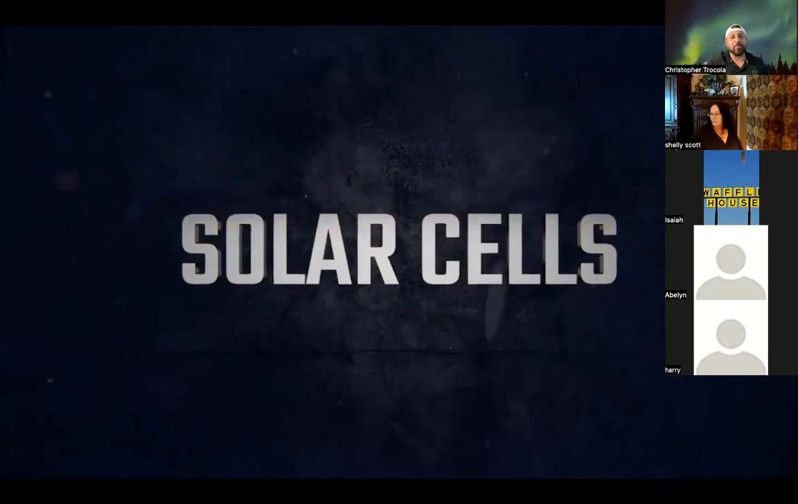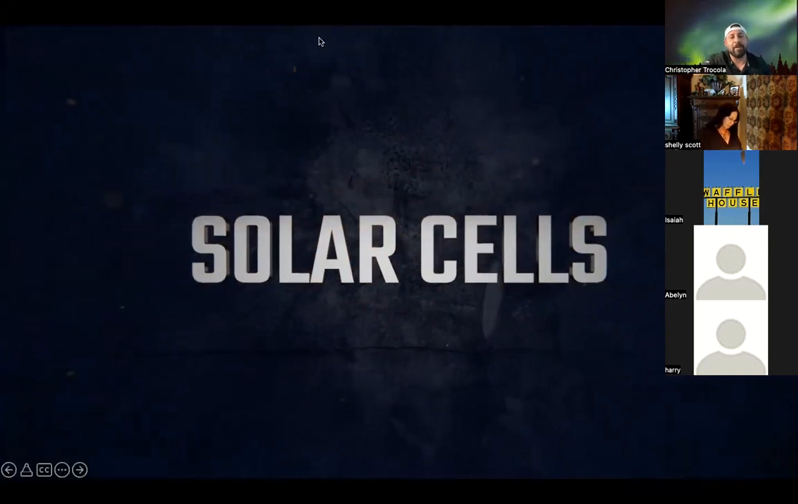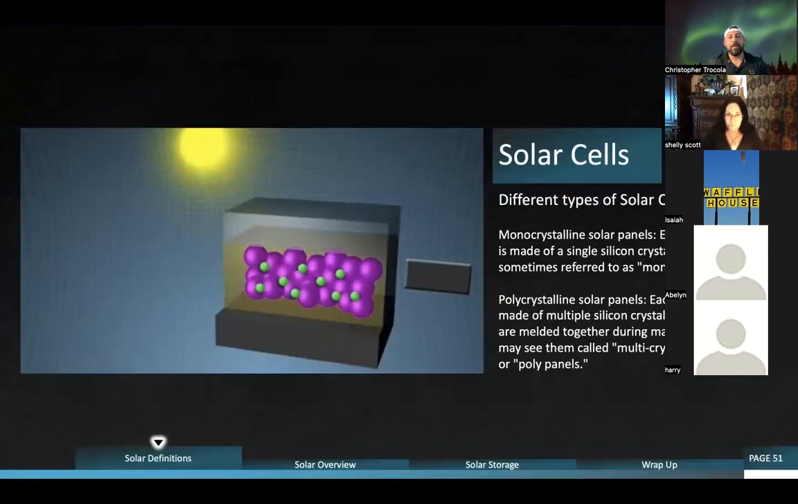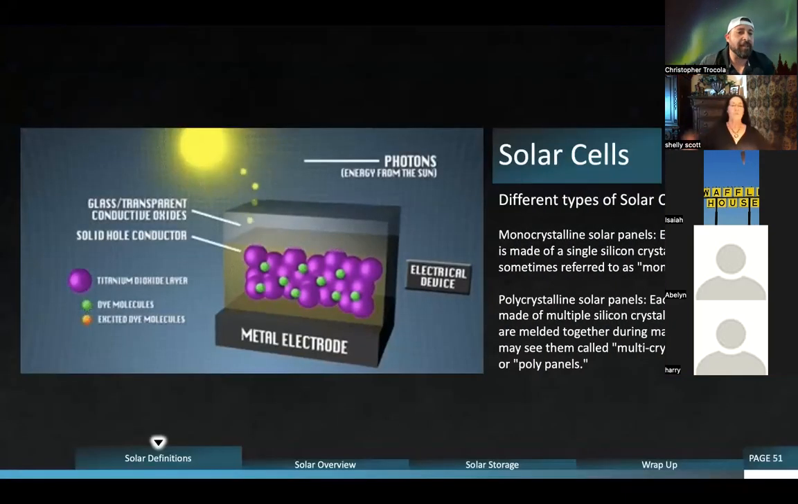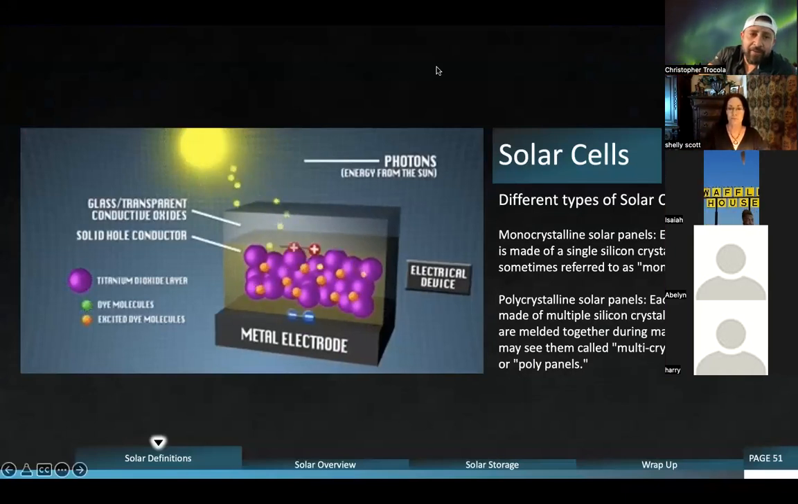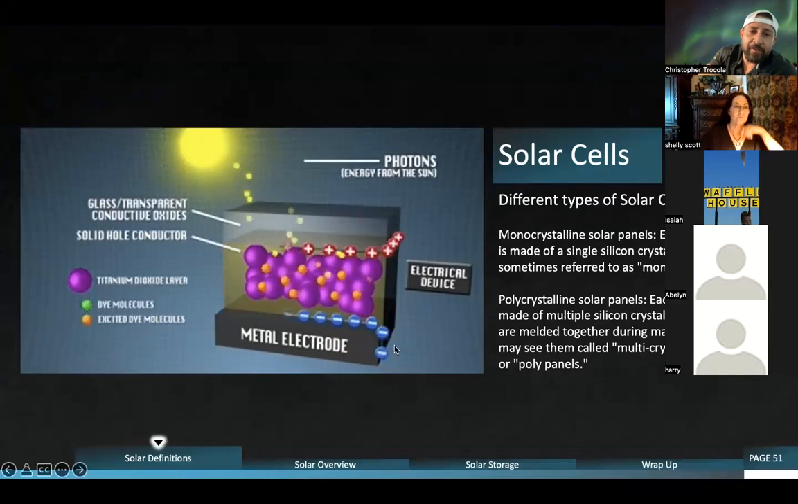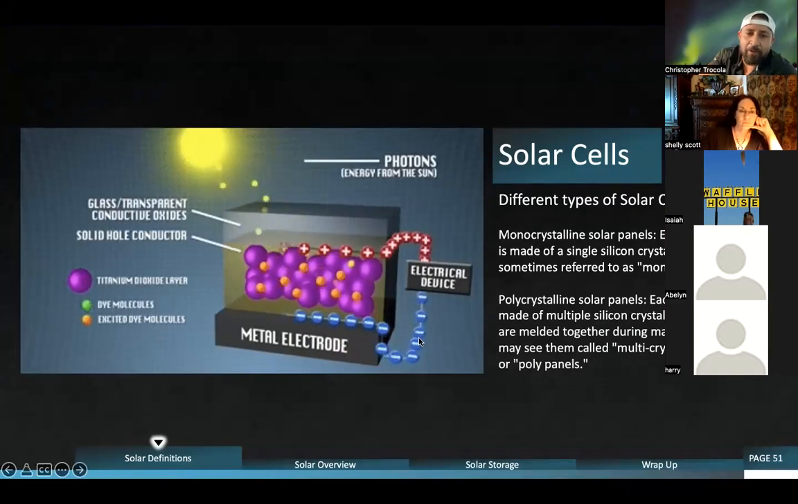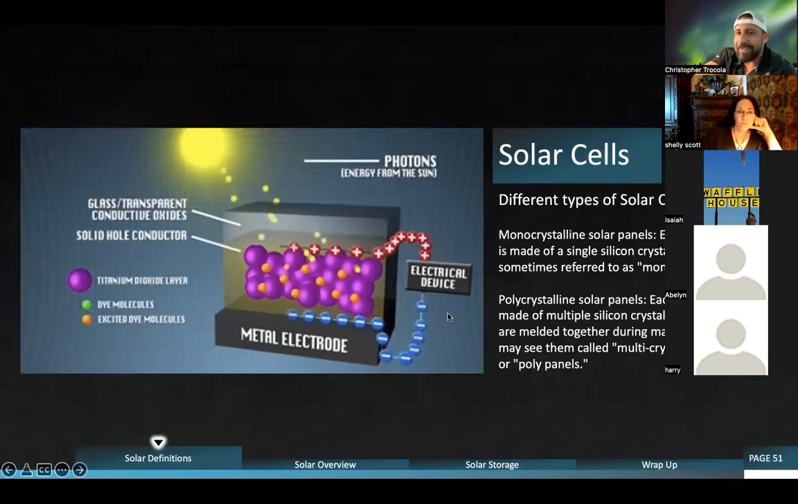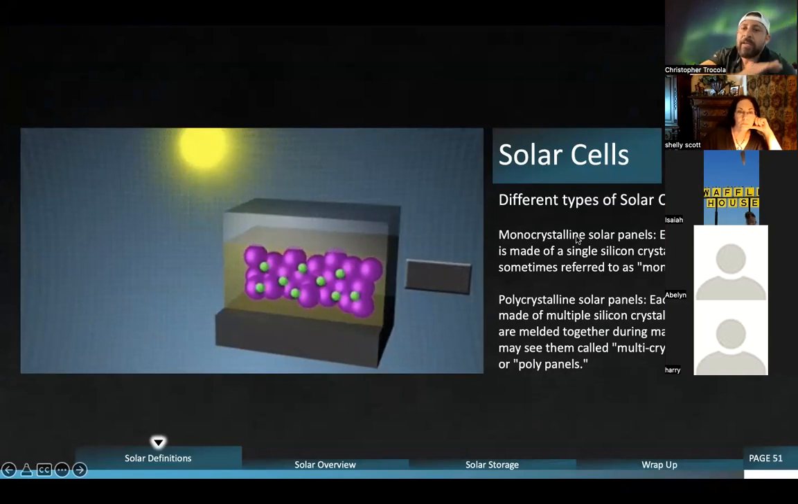Solar cells. I promised we would learn about solar cells, and that's what we're learning about next. Anybody need any questions answered from before? Let's do this. There are different types of solar cells, and they all have the same basic function. You have that transparent layer of glass, and you have all the cells down here, and they're going to convert the power, and it's going to go to the electrical device. That's how it works.